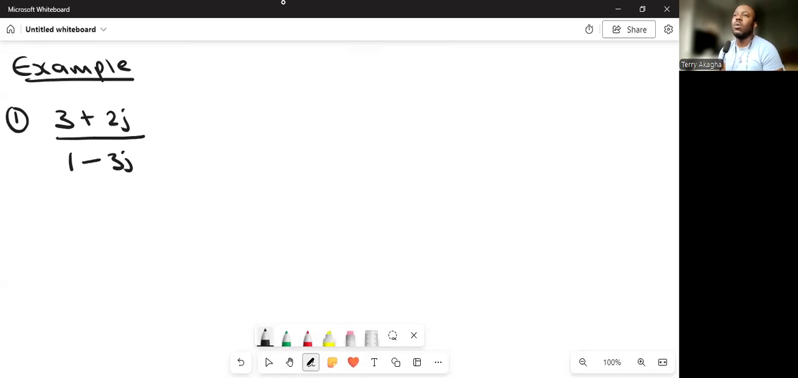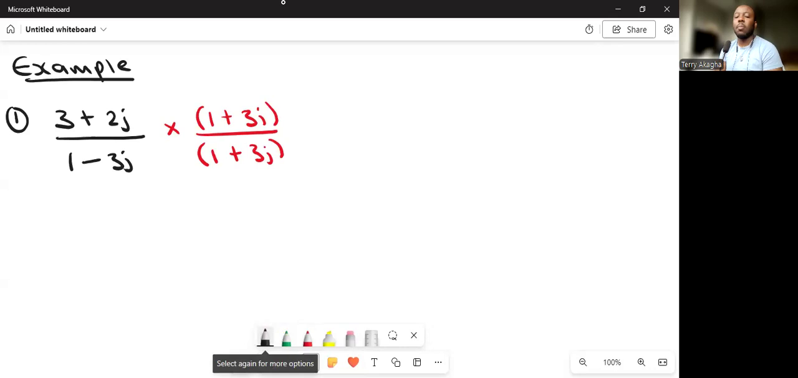Okay, so what you do is that, so remember we talked about conjugates. So we said conjugates are numbers that are identical, but the only difference is in the middle sign. So instead of plus, it becomes minus, minus becomes plus. So now in this case, you have to multiply by the conjugate of the denominator. So it's going to become 1 plus 3j divided by 1 plus 3j. Are you seeing it? So with this now, we then have to expand the bracket.